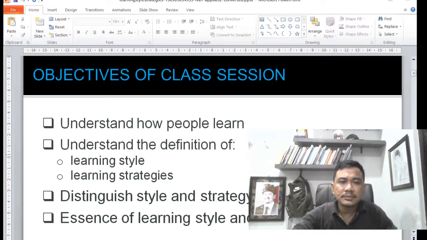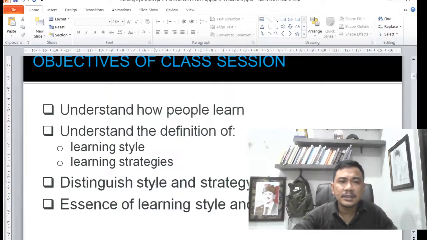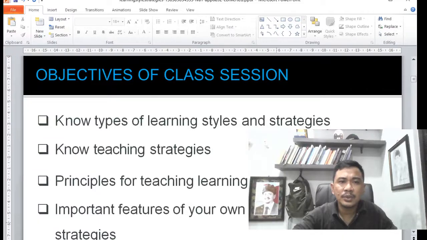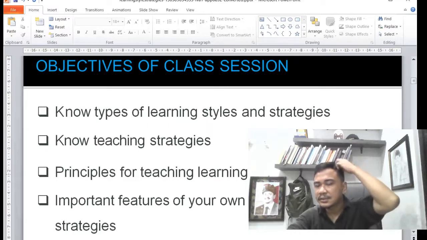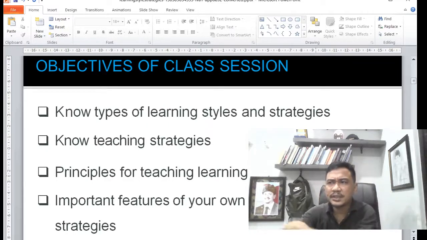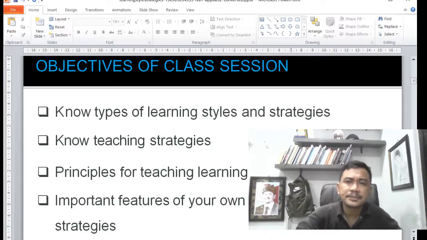The further objective is you have to know types of learning styles and strategies, relevant teaching strategies, and principles for teaching learning styles and strategies. And the last thing is important features of your own learning style and strategies. You will do some self-checking on your own learning style and strategies.